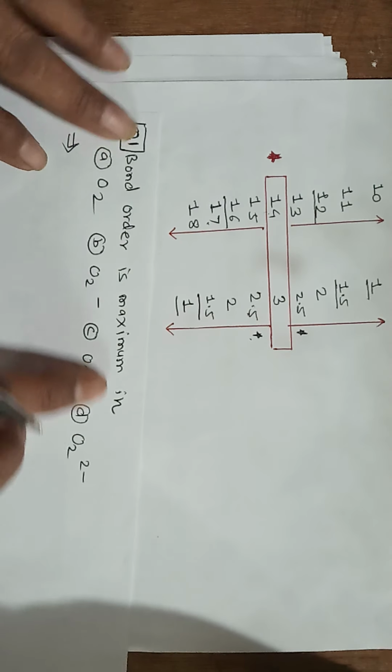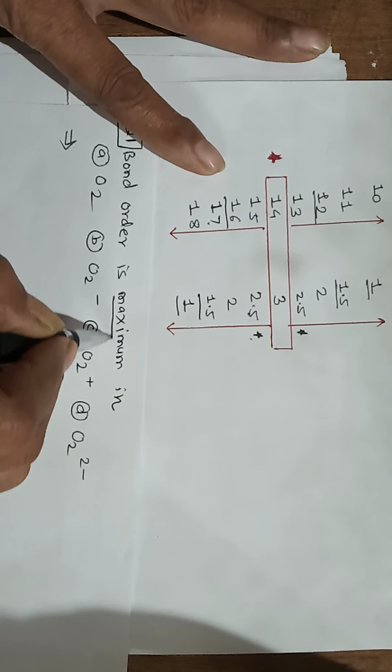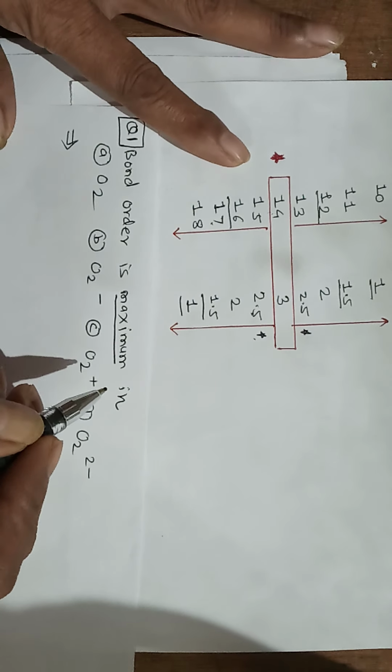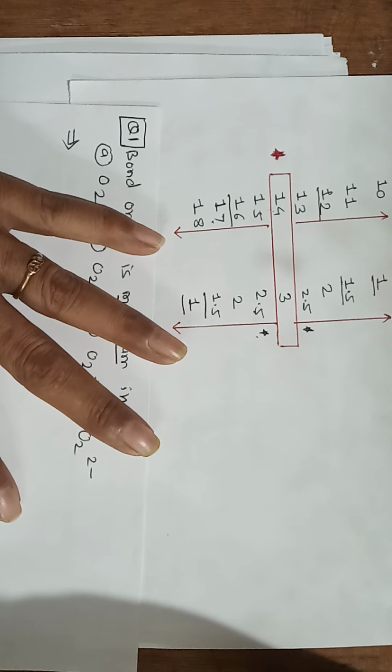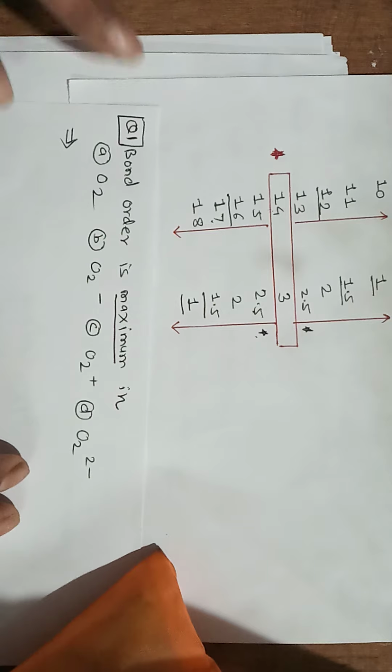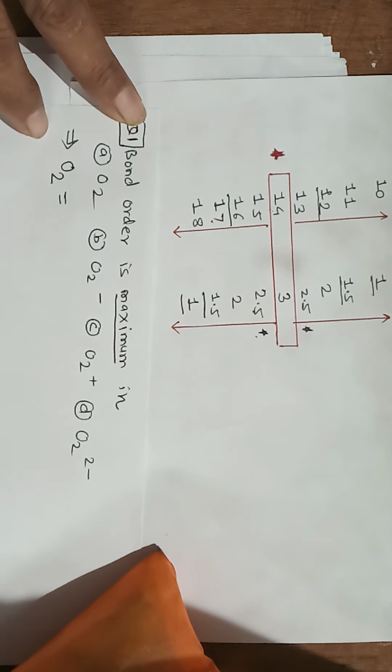We have to find out the bond order which is maximum in which of the following. For this we have to find out the bond order of each. So find out the bond order of oxygen. We have to find this bond order on the basis of the electron sum.